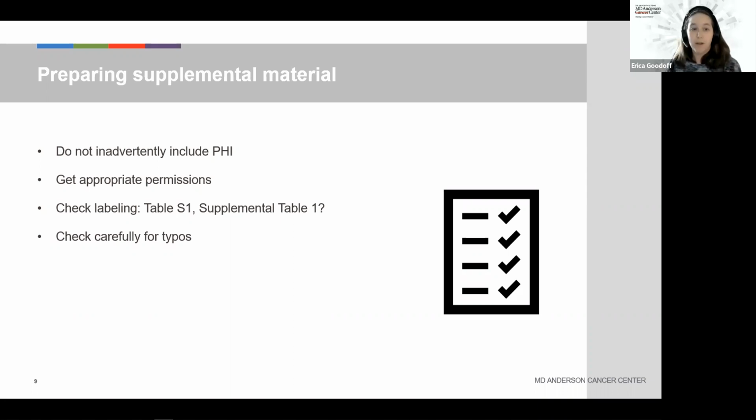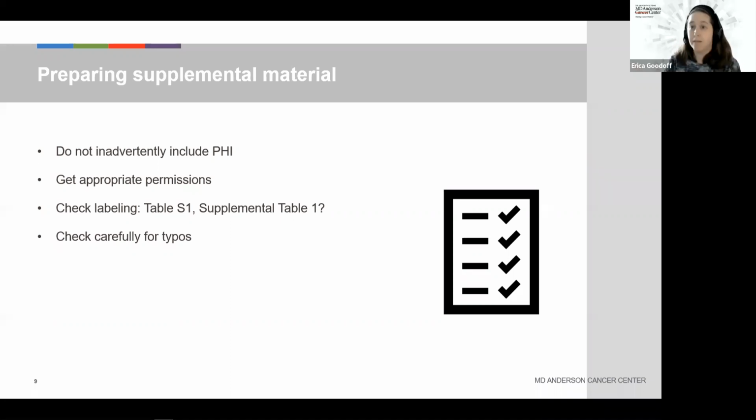So permissions and PHI certainly are important key things to think about, just like with anything else that you're going to publish. Another important thing to remember is the labeling can vary. Probably even within this talk this morning, we've gone back and forth calling it supplemental material, supplementary material. The terms really are interchangeable, but you probably want to pick one and stick with it within one paper. And of course, journals are all over the place in how they point readers to supplemental material. Sometimes it's table S1, sometimes it's supplemental table S1, sometimes it's just supplemental table 1. There's a whole different bunch of ways you can do it.